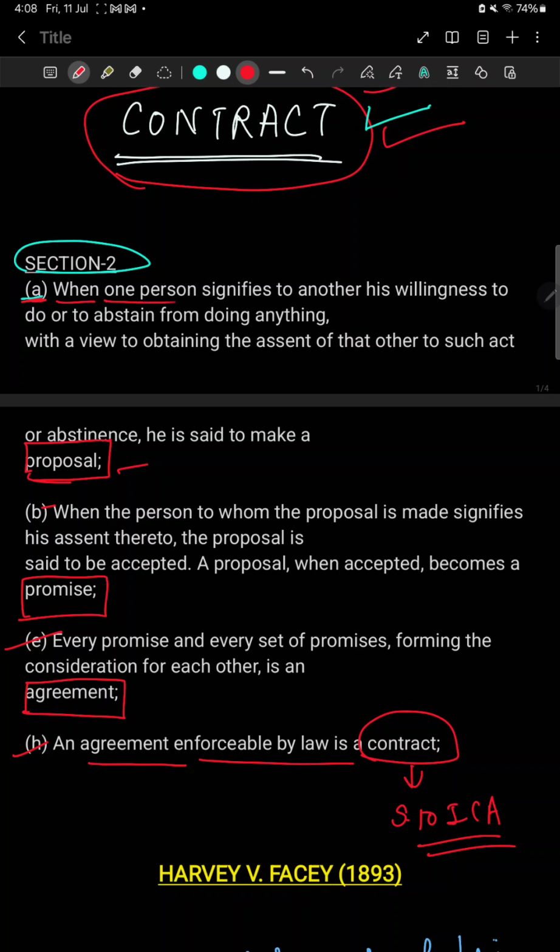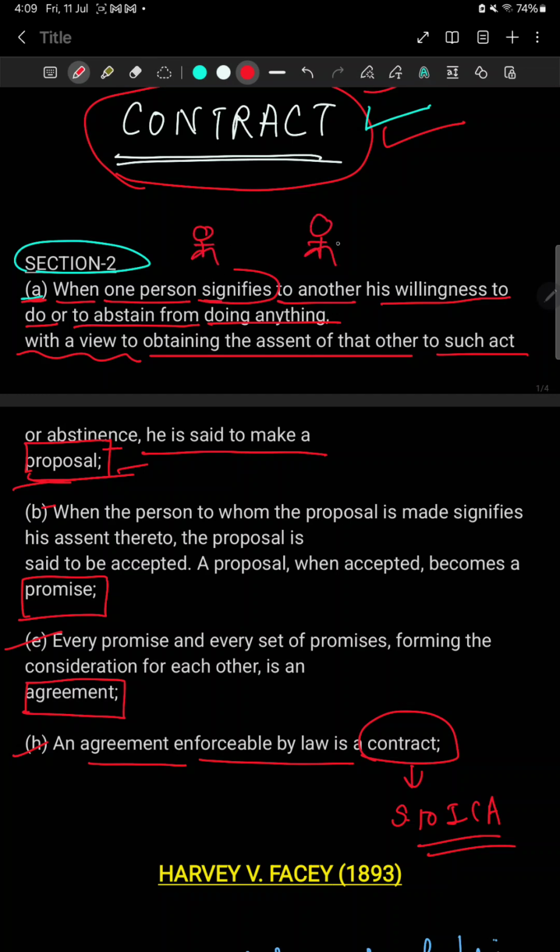So it says, when one person signifies to another his willingness to do or to abstain from doing anything with a view to obtaining the assent of that other to such act or abstinence, he is said to make a proposal. So it is very much clear that there are two parties, person A and person B, and A is signifying to B his willingness to do or to abstain from doing anything with a view to obtaining the assent of B to such act or abstinence, he is said to make a proposal. So see that there are two important elements in this definition.